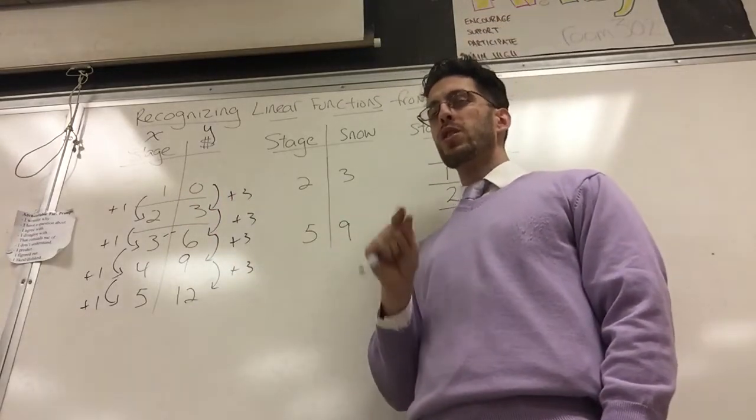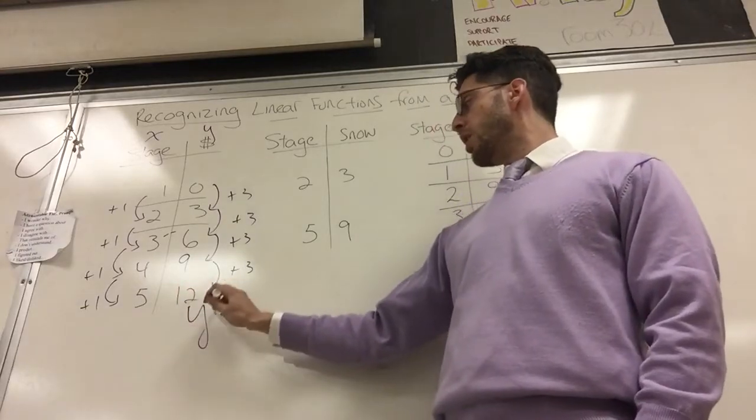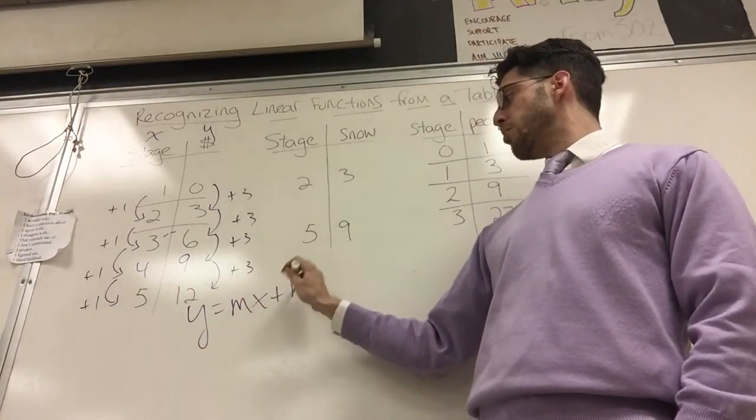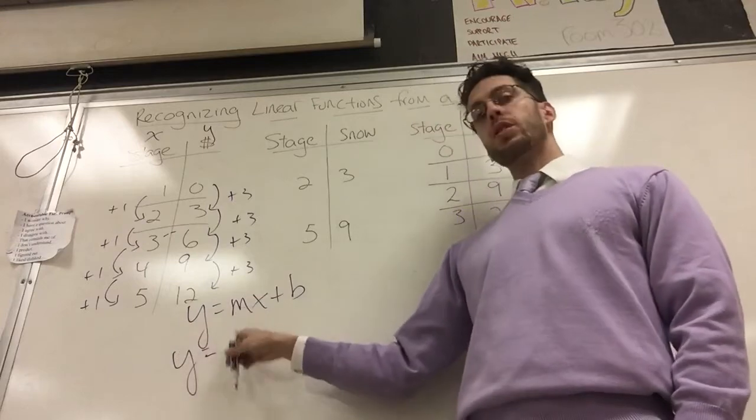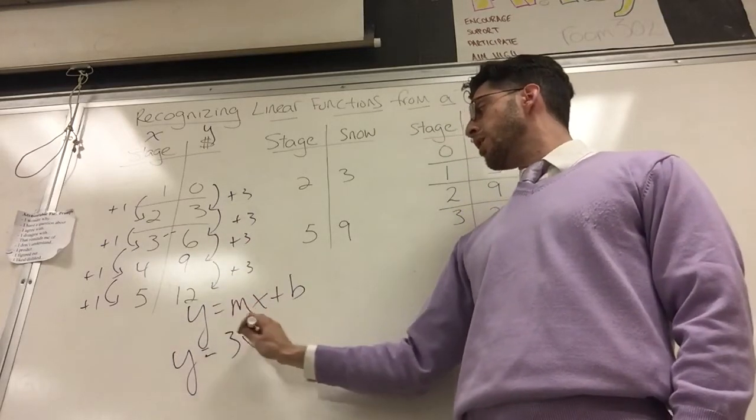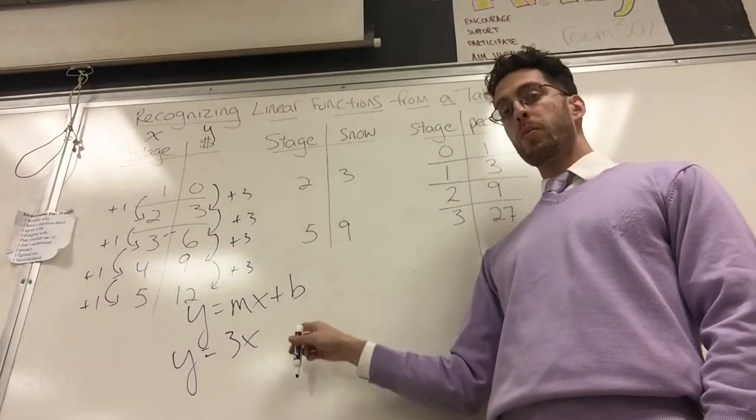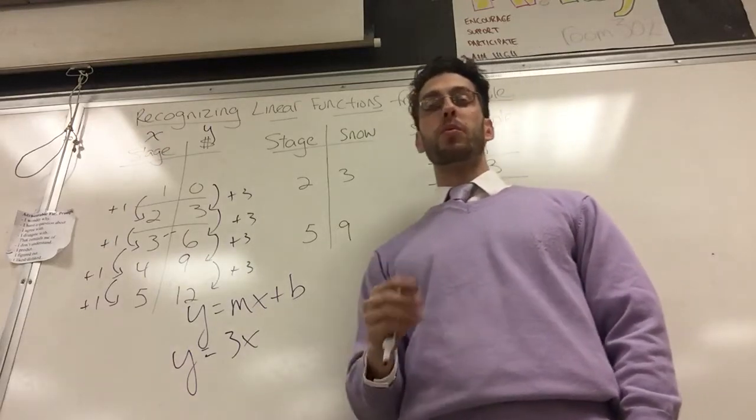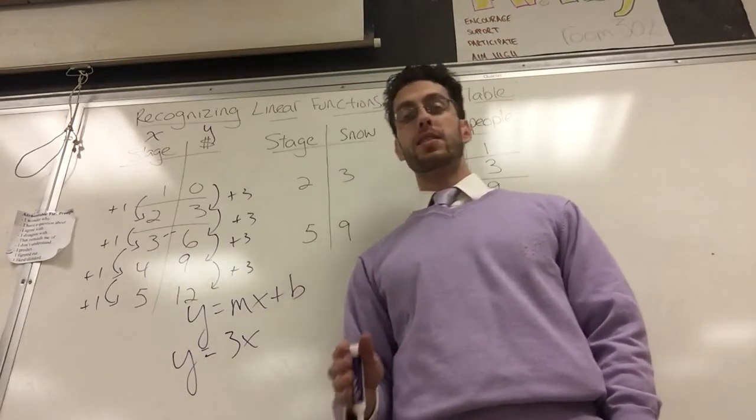How do you write the equation of a line? Do you remember this? Y equals mx plus b. Y equals, you have to know what the m is. We just figured it out, it's 3. So that's 3x plus b. Remember what b is? B is the y-intercept, it's the starting point. It's where the line starts from on the y-axis.